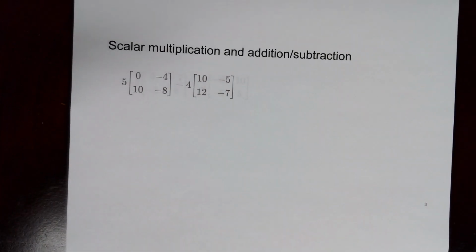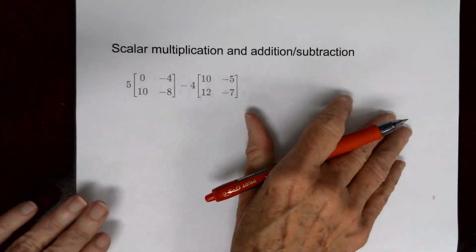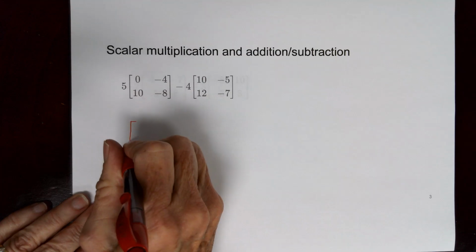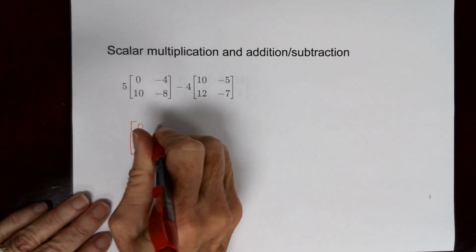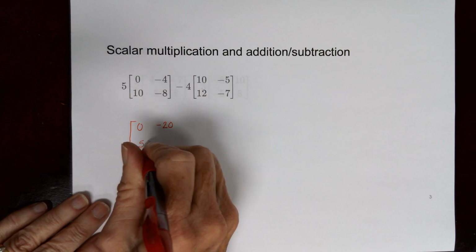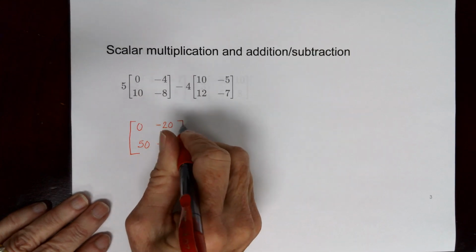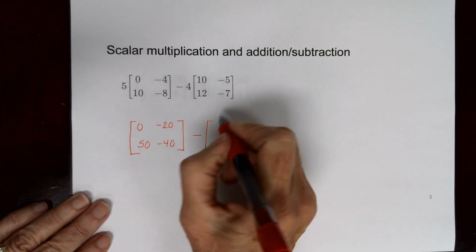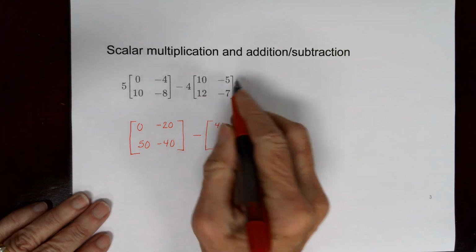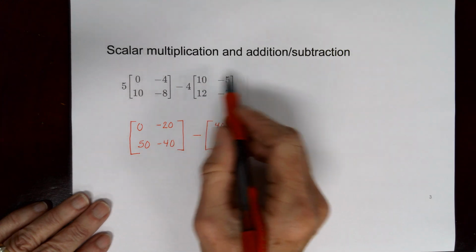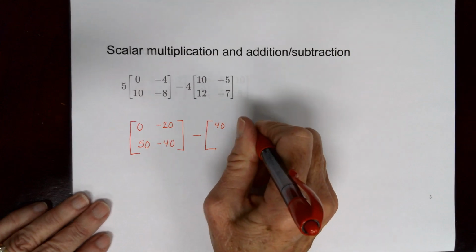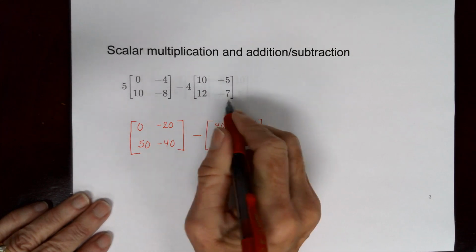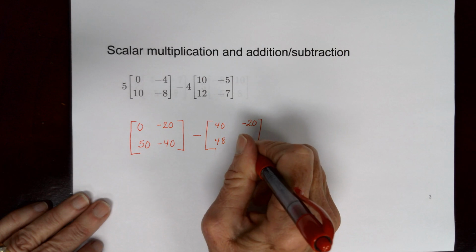You can combine scalar multiplication and addition together. So what I would need to do on this is multiply 5 times everything and make a new matrix. That's going to give me a 0, a negative 20, a 50, and a negative 40. So that's going to be that first matrix. I'm going to subtract my second matrix, which is going to give me 4 times 10, which is 40. And then I have 4 times negative 5, which is negative 20. And I have 4 times 12, which is 48. And 4 times negative 7, which is negative 28.